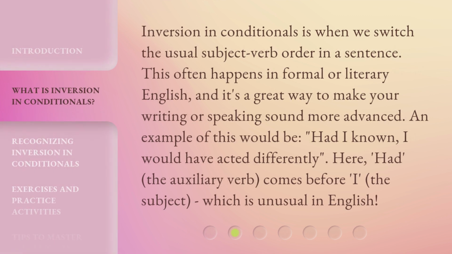Inversion in conditionals is when we switch the usual subject-verb order in a sentence. This often happens in formal or literary English, and it's a great way to make your writing or speaking sound more advanced. An example of this would be, "Had I known, I would have acted differently." Here, had, the auxiliary verb, comes before I, the subject, which is unusual in English.